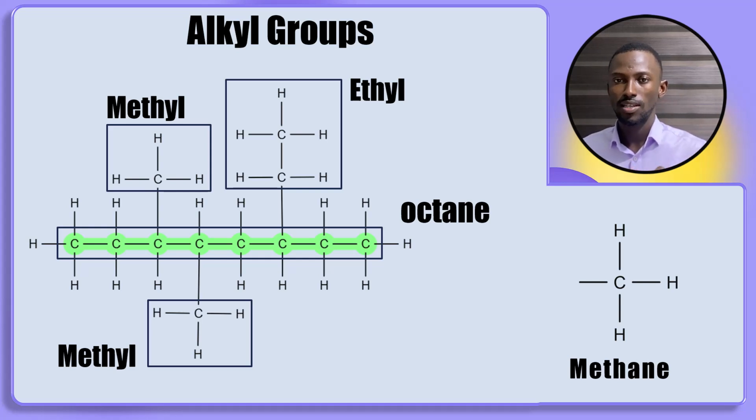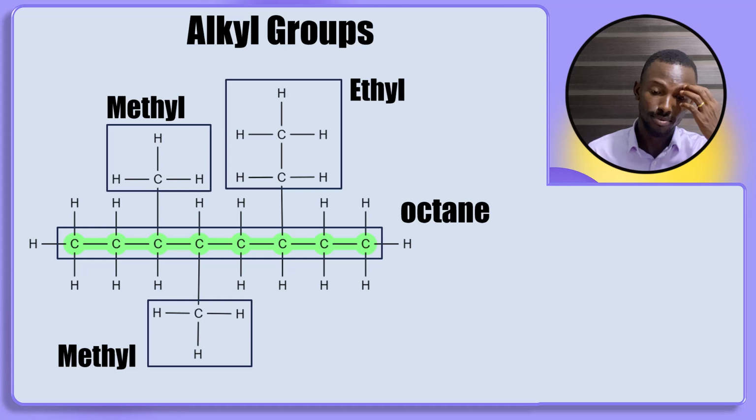Alkyl groups are just alkanes with one less hydrogen. So an alkyl group formed from methane is known as methyl. I hope that's clear. Let's look at the next example.